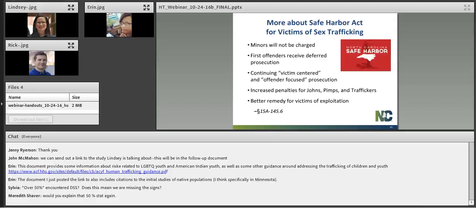The goal under Safe Harbor is to be victim-centered and offender-focused. What we mean by that is, oftentimes when we talk about anything in rape culture or sexual exploitation or sexual assault, we still tend to ask questions like, why did someone go to a certain place or accept a drink from a stranger or wear that clothing or not say no more loudly or fight harder?